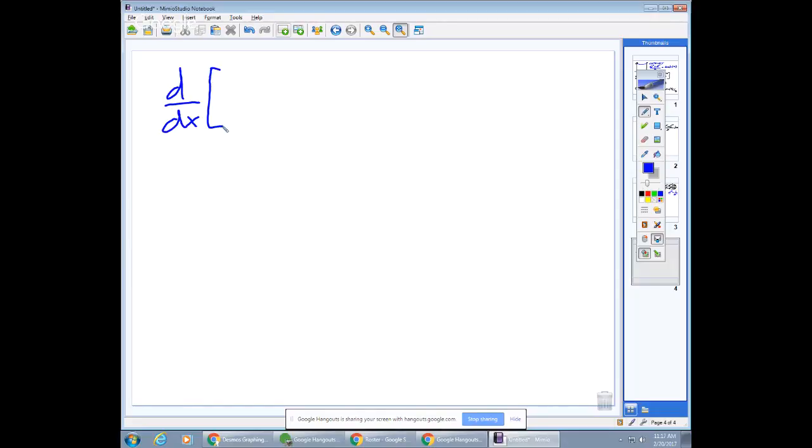That would be weird. Okay, so we want to take the derivative of the hyperbolic tangent, which we know is also the hyperbolic sine over the hyperbolic cosine. So that'd be the derivative with respect to x.